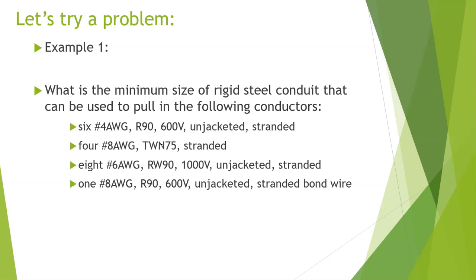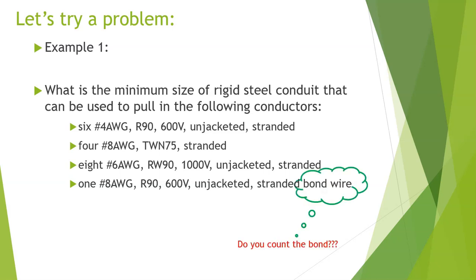So we've got these 4 number 8 TWN 75s also stranded. You've got 8 number 6s. They are RW90. These ones are 1000 volt insulation, unjacketed stranded, and then you've got 1 number 8 R90 600 volt unjacketed stranded bond wire. So in this case we're told that it is actually a bond wire.